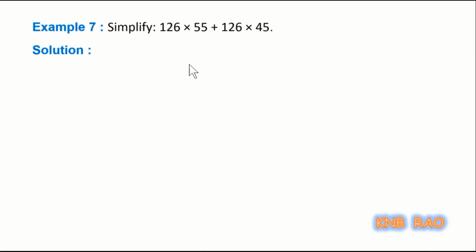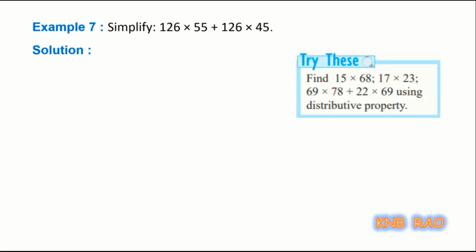Students, with this I will wind up our session, but by giving homework. Try this as a homework. Now you are asked to do 15 into 68, 17 into 23, 69 into 78 plus 22 into 69 using distributivity property.